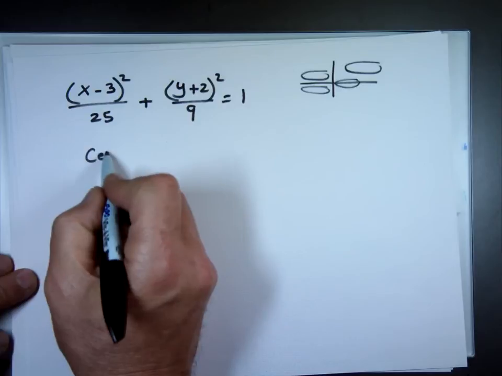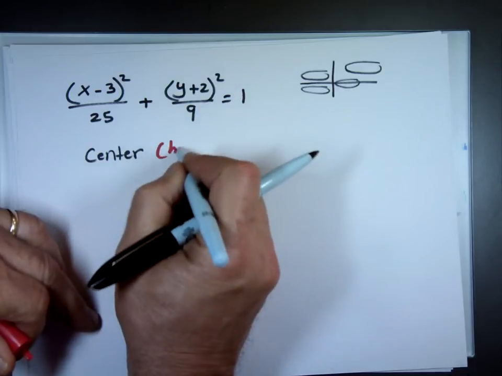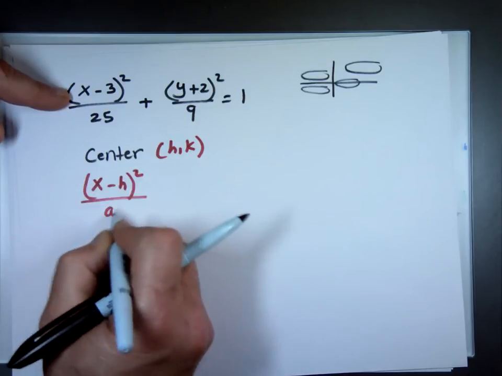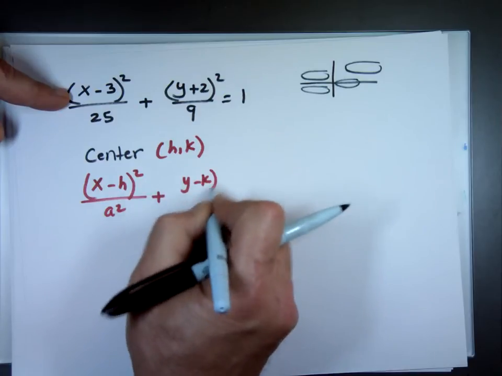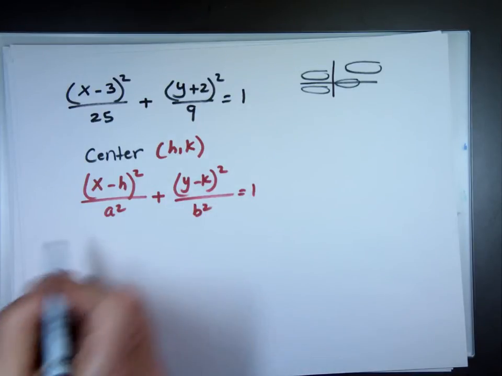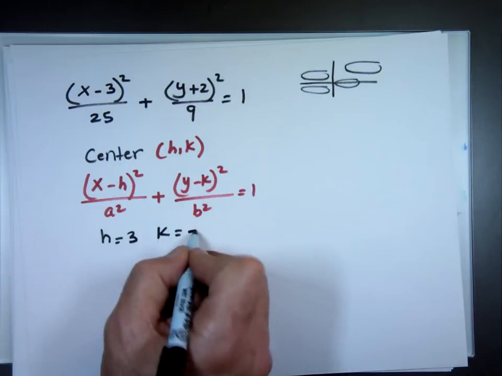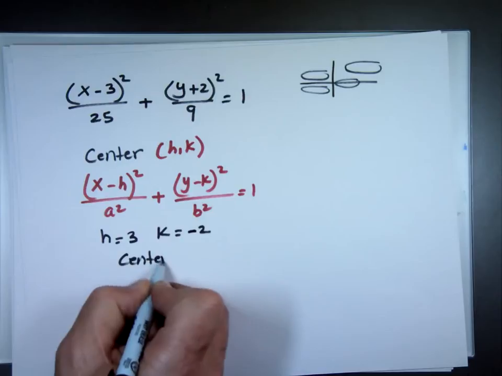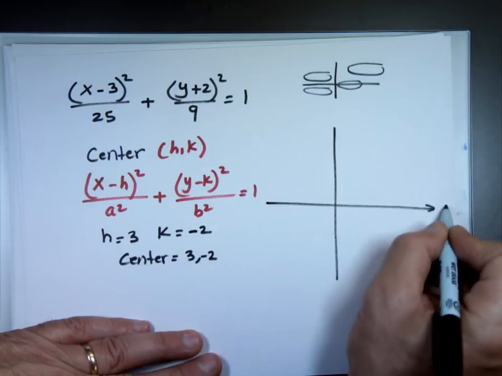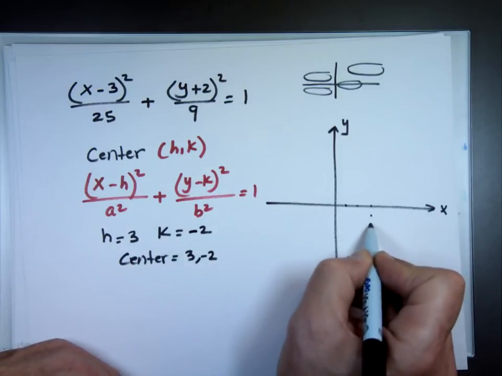Well, the center, based on the equation, is always h comma k. When you compare to the standard form, x minus h squared over a squared plus y minus k squared over b squared, that's the form. So what is h equal to when you compare this to that? 3. And k is what? Negative 2. So my center here is 3 comma negative 2. This is my x and y axes. The center is 1, 2, 3, and negative 2. That's where the center is going to be.